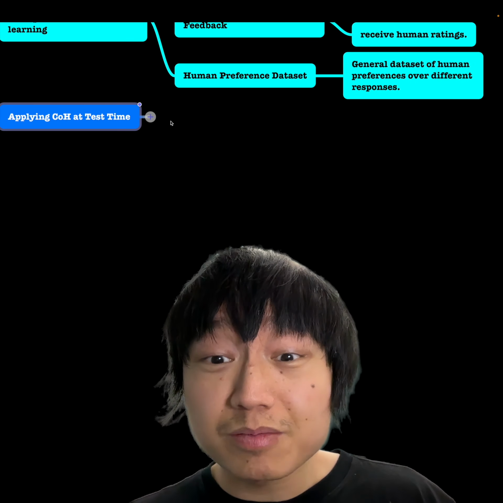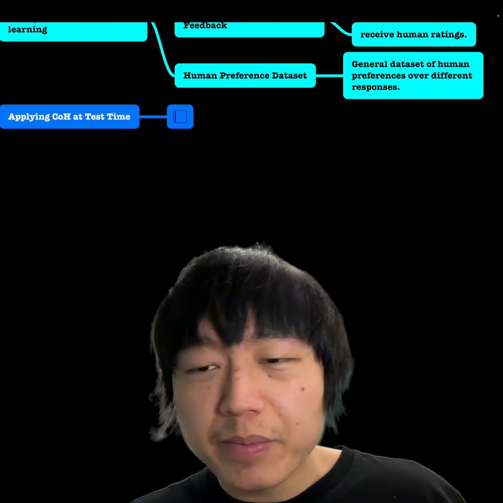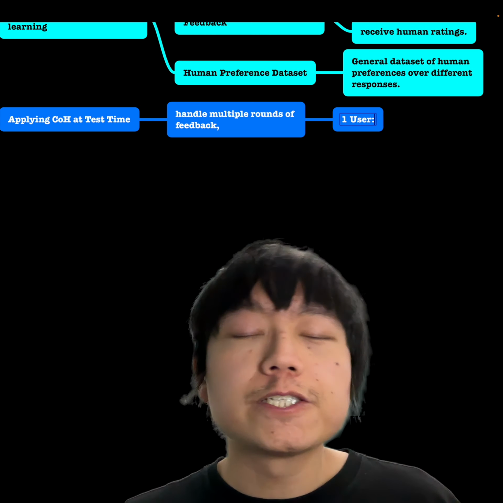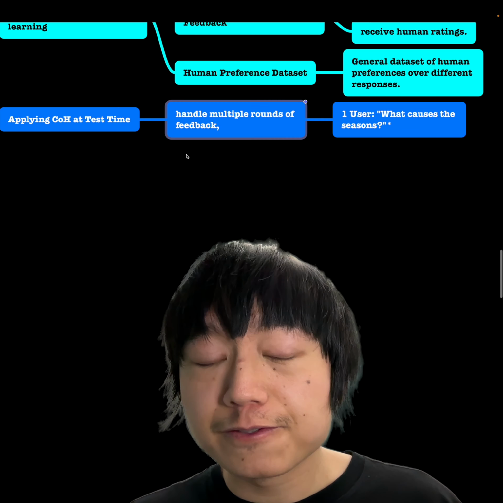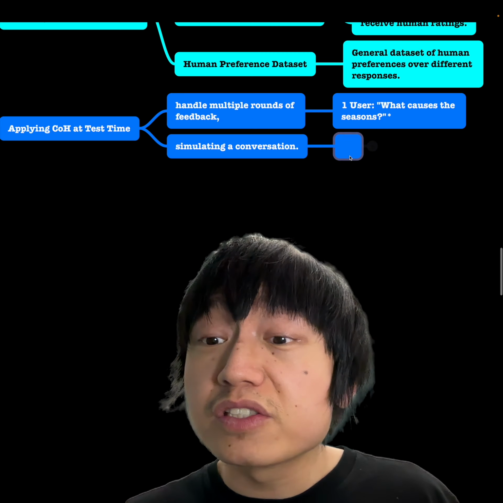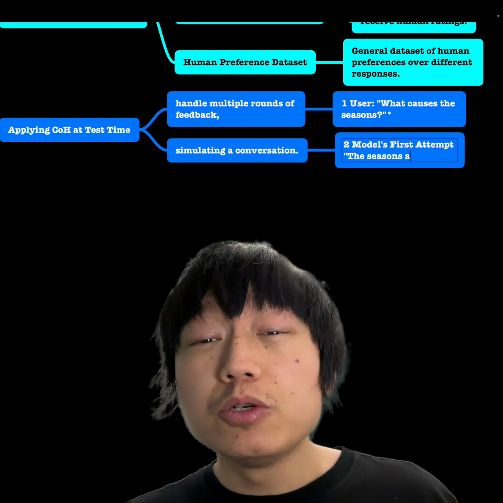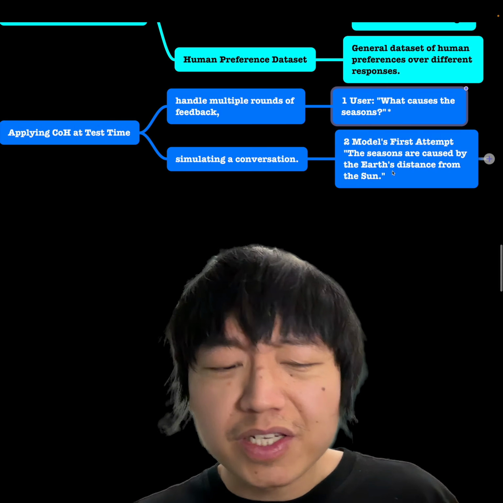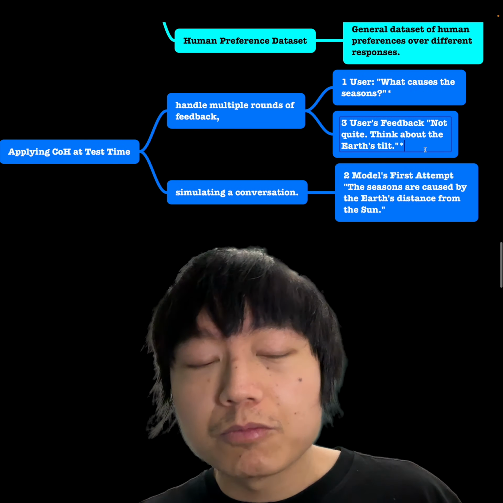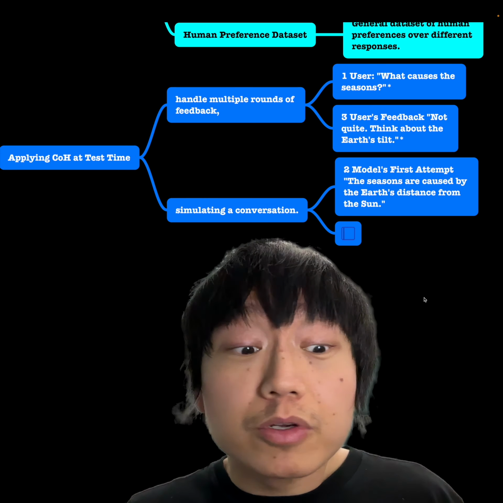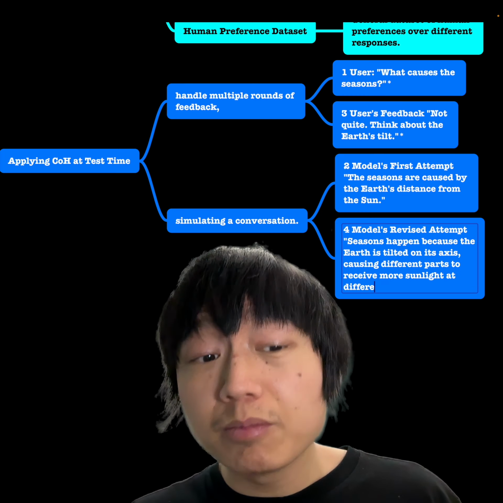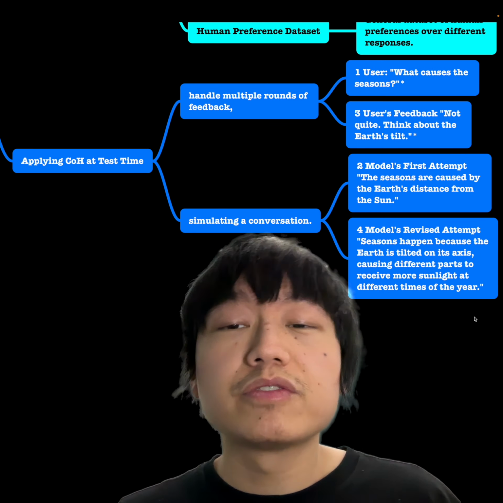So at test time, this model can handle multiple rounds of feedback and simulate a conversation. The example of interaction is: user asks what causes the seasons, and then the model's first attempt is the seasons are caused by the Earth's distance from the sun, and then the user's feedback is not quite, think about the Earth's tilt. So the model's revised attempt is seasons happen because Earth is tilted on its axis, which causes different parts of the Earth to receive more sun at different times of the year.